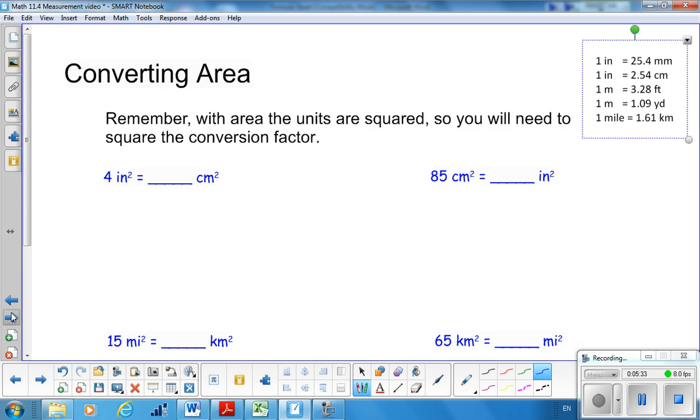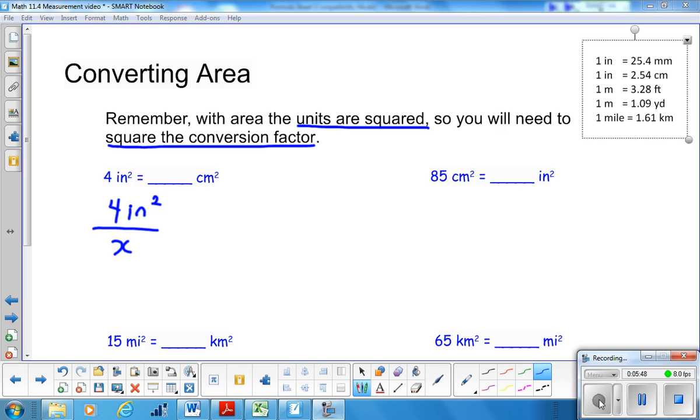When we're converting area, we need to remember that because our units are squared, we also need to square the conversion factor. So I have 4 inches squared, and I want to know how many square centimeters that is. I want to know how many square centimeters that works out to.